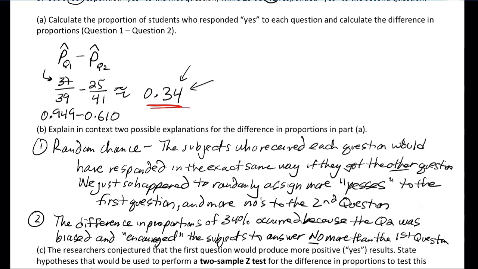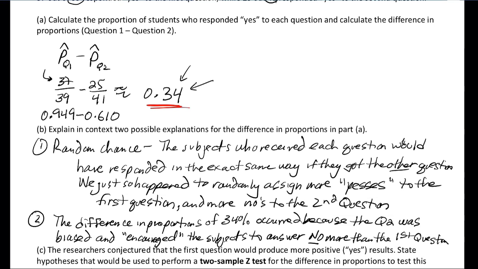The difference in proportions of 34% that we observed occurred because the second question, question 2, was biased, and it encouraged the subjects to answer no more than the first question. So in our first explanation, it's random chance. The questions aren't really influencing people, and the difference we got is just due to random chance assignment.